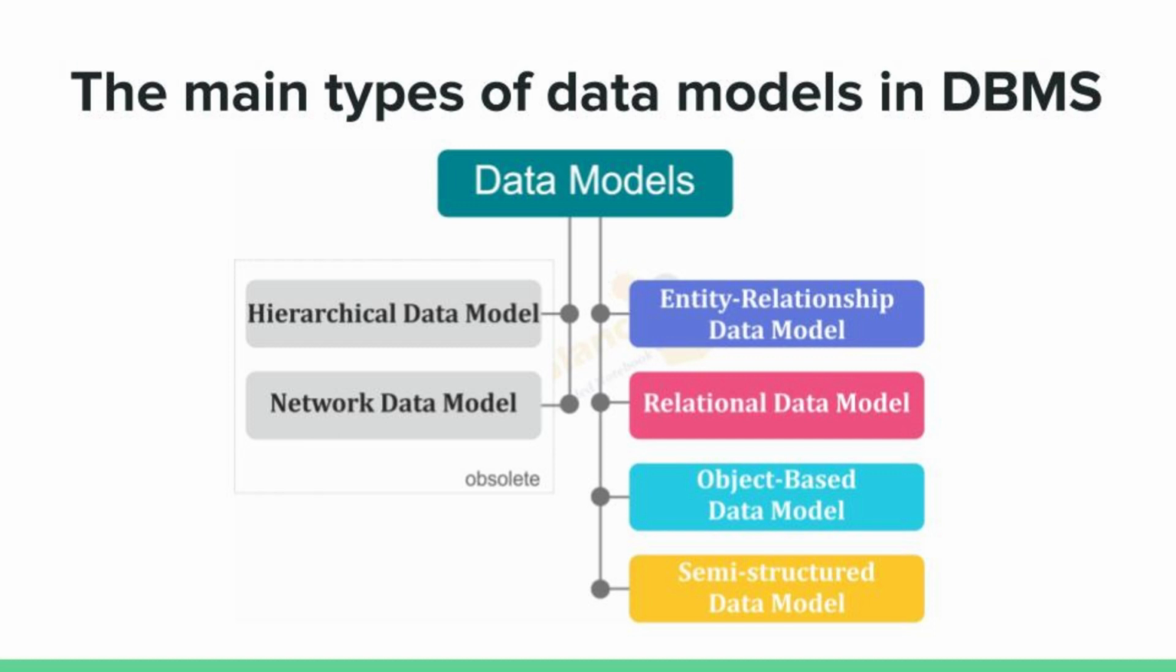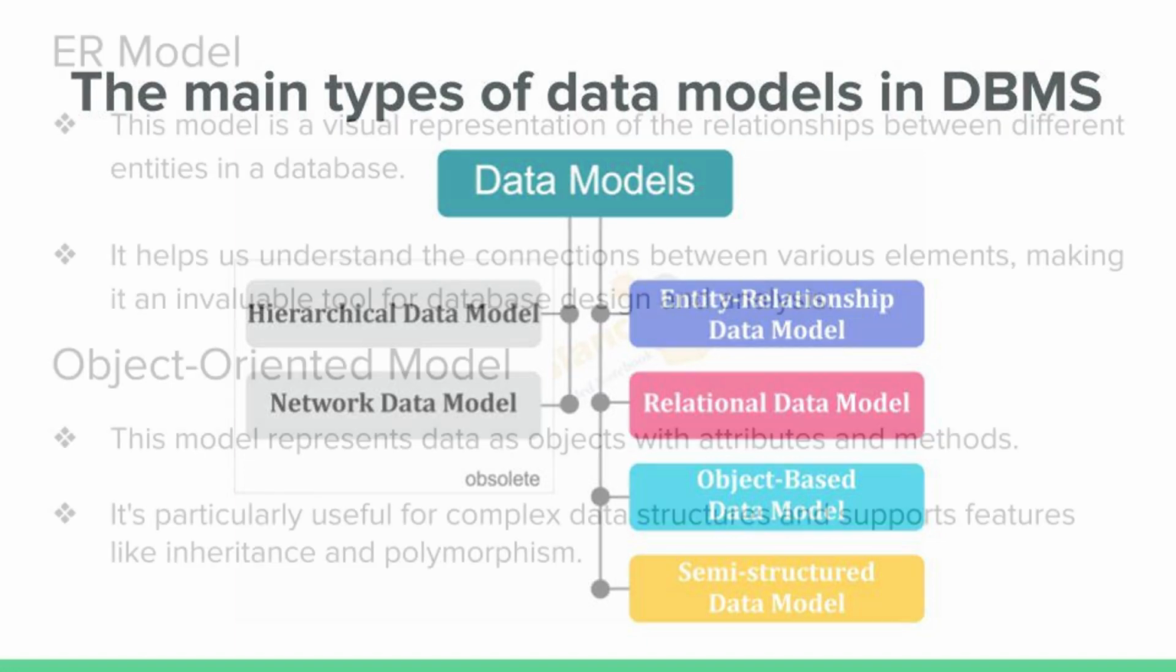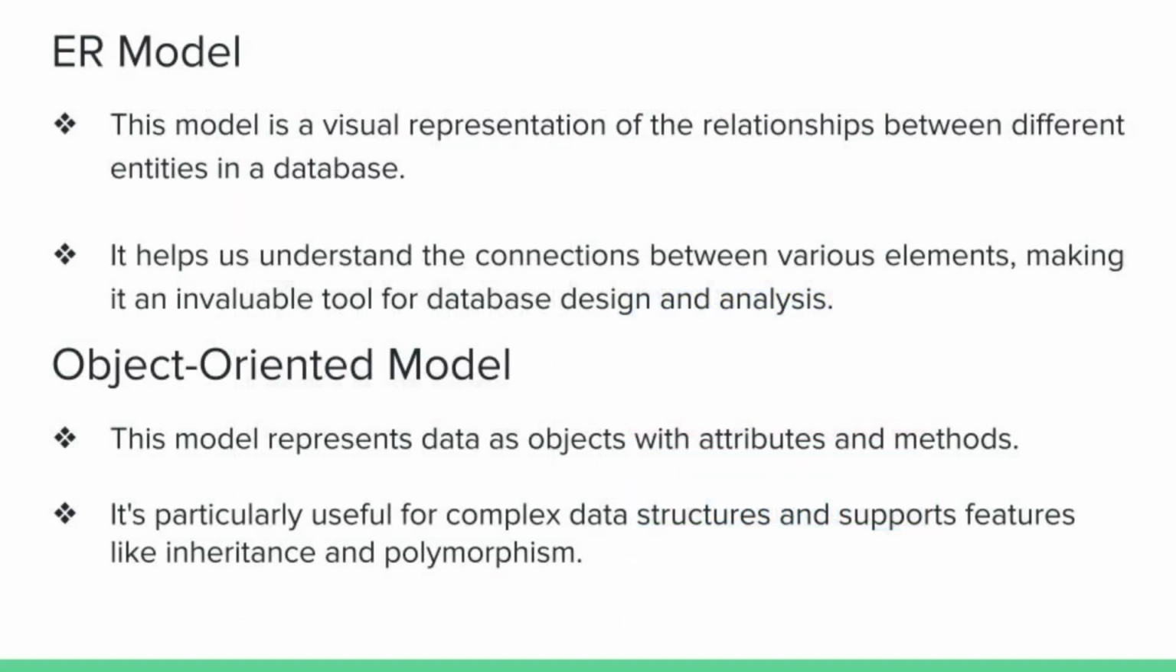The main types of data models in DBMS include: first up, we have the entity relationship (ER) model. This model is a visual representation of the relationships between different entities in a database. It helps us understand the connections between various elements, making it an invaluable tool for database design and analysis.